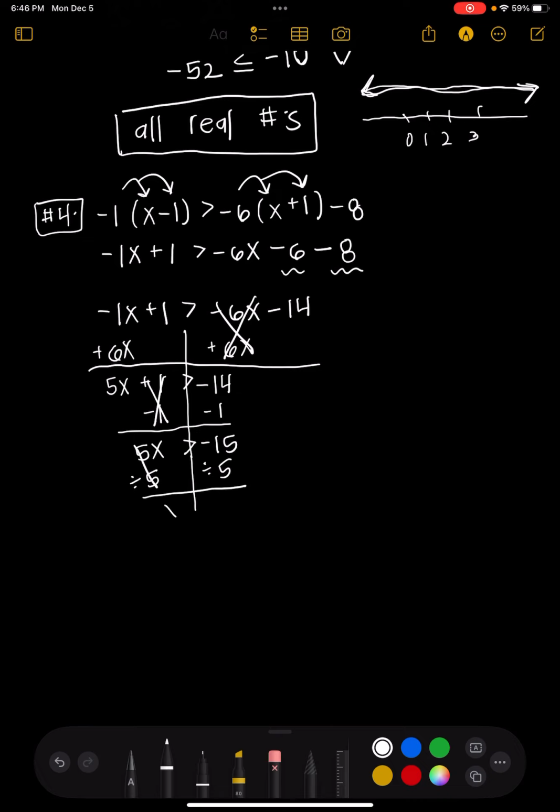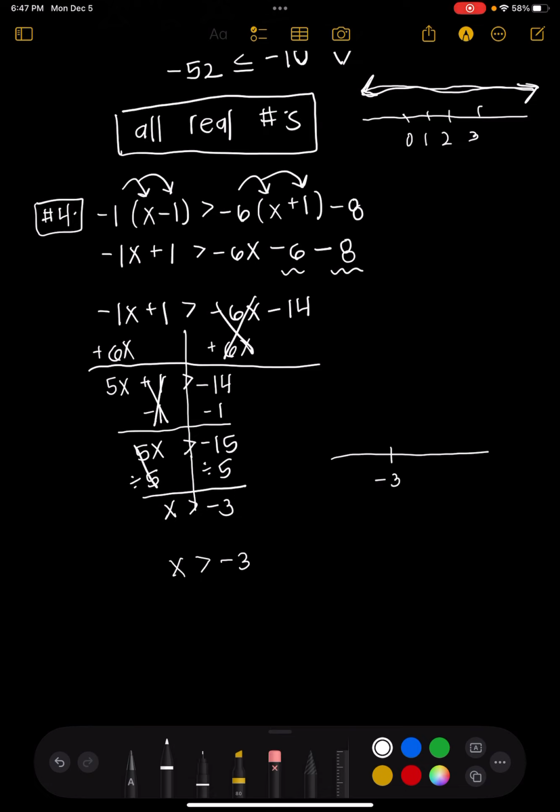5's on the left side cancel out, we get x. And then negative 15 divided by 5 gives me negative 3. But even though we divided a negative number, we didn't divide by a negative number. And so the inequality stays the same, which means I get x is greater than negative 3. Here's our graph.